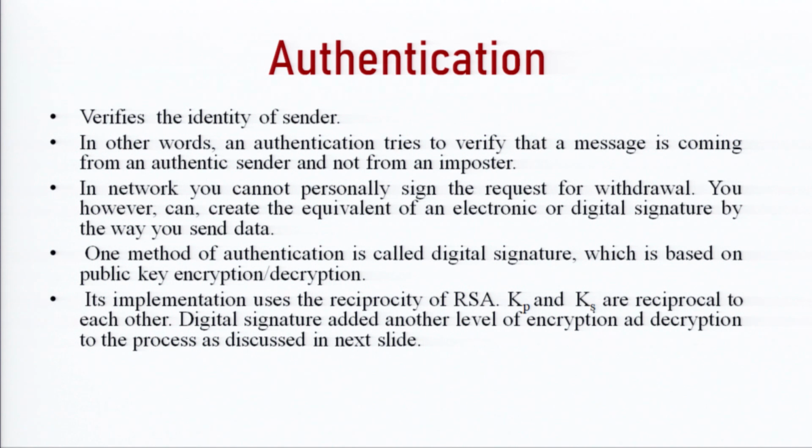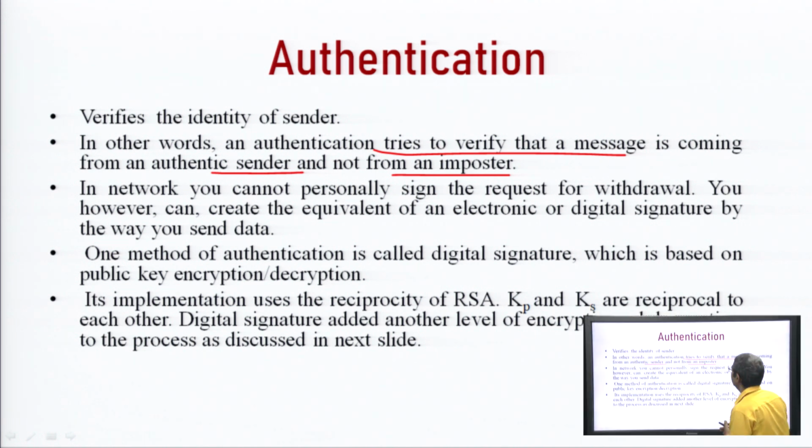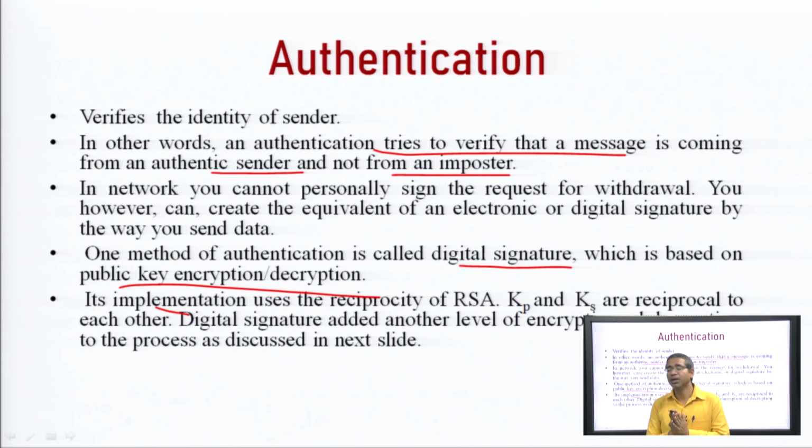And then authentication. Authentication verifies the identity of the sender. In other words, an authentication tries to verify that a message is coming from an authentic sender and not from an imposter. In a network, you cannot personally sign the request for withdrawal. You, however, can create the equivalent of an electronic or digital signature by the way you send data. One method of authentication is called digital signature, which is based on public key encryption and decryption. Its implementation uses the reciprocity of RSA. K P and K S are reciprocal to each other.